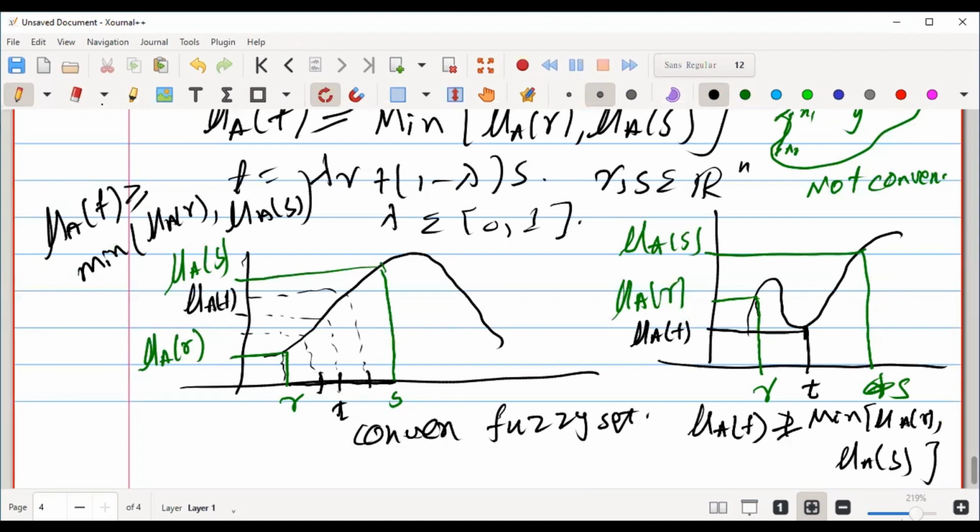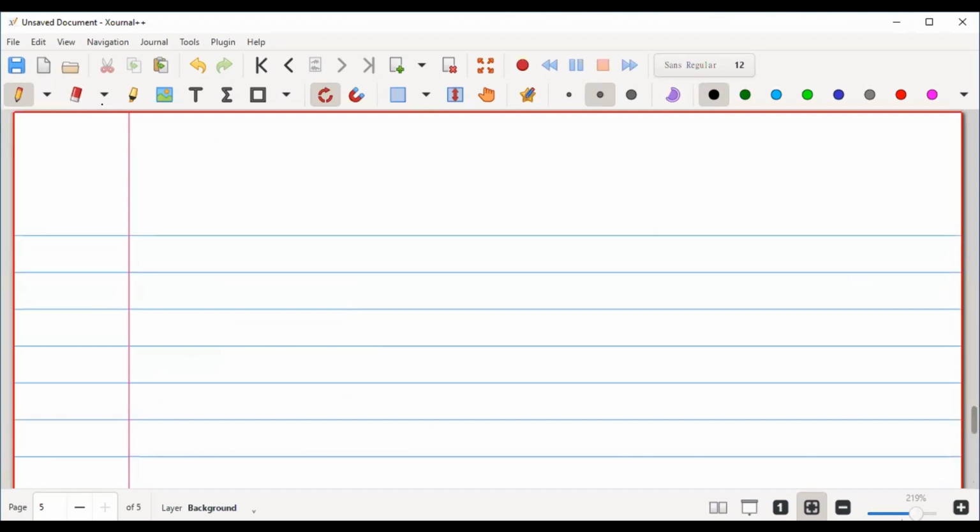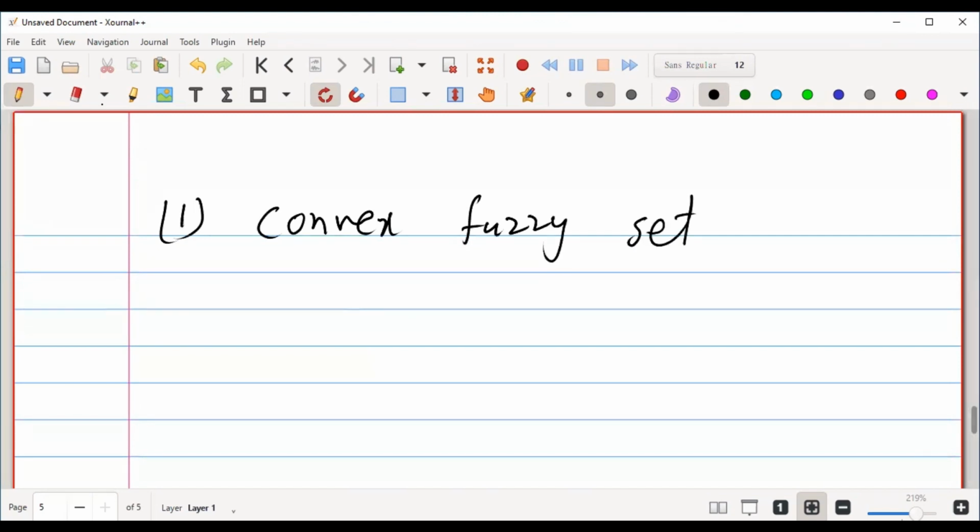Here we clarified the concept of convex. Now we will continue the definition of fuzzy number and fuzzy convex. The first condition of a fuzzy number is that it is a convex fuzzy set. The fuzzy number must be a convex fuzzy set.